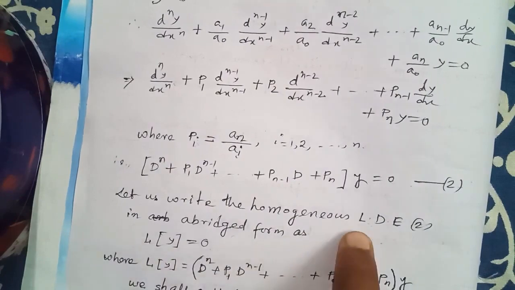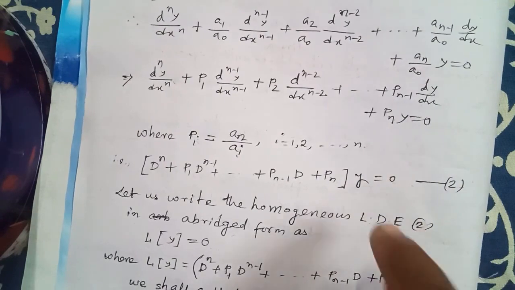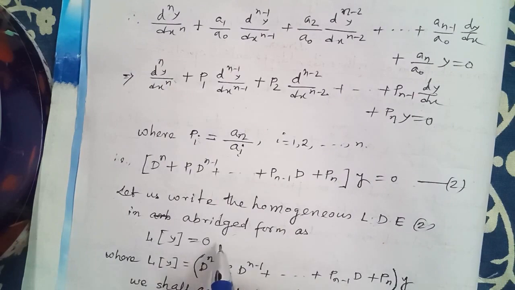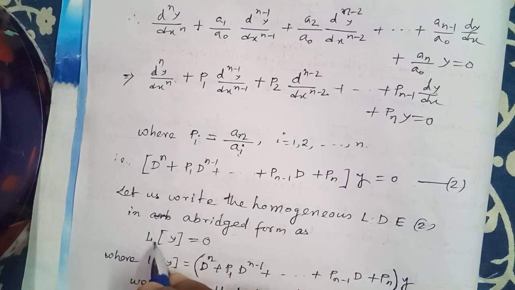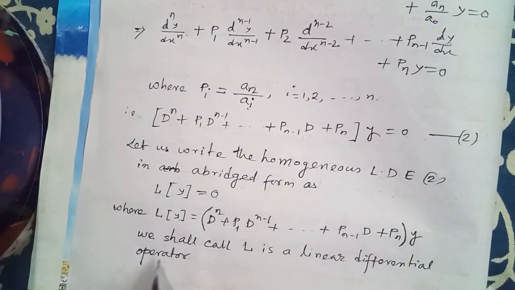Okay, let us write the homogeneous linear differential equation like this. Since f(x) is 0 on the right hand side, it is homogeneous. We write linear differential equation 2 in abridged form as L of y is equal to 0, meaning this linear operator of y is equal to 0, where L of y is equal to D^n plus P1 D^(n-1) plus dot dot plus P(n-1) D plus Pn, into y. We shall call L a linear differential operator. Okay?